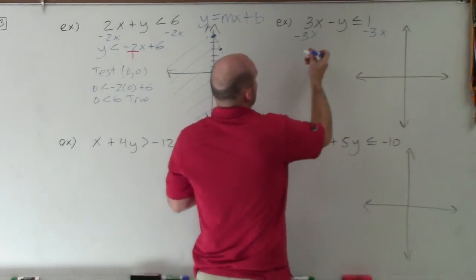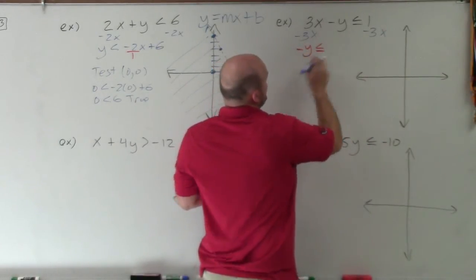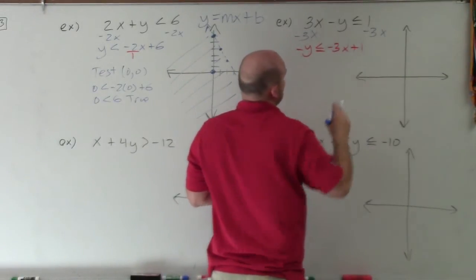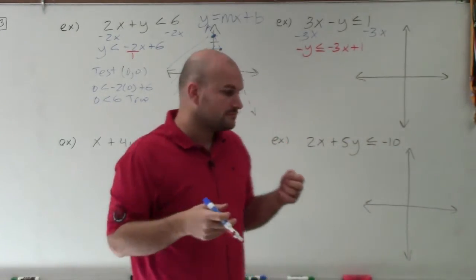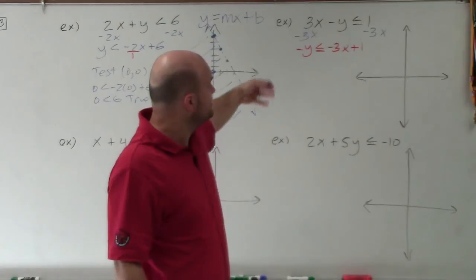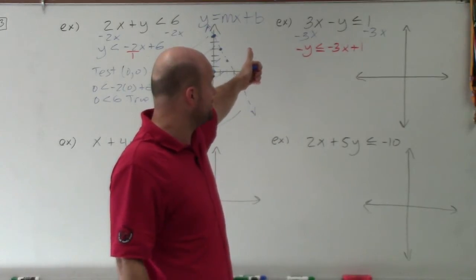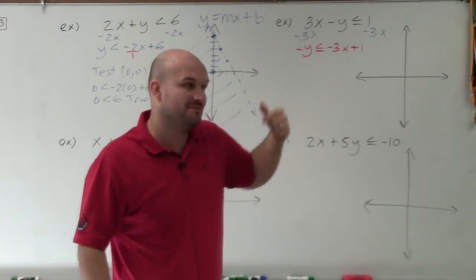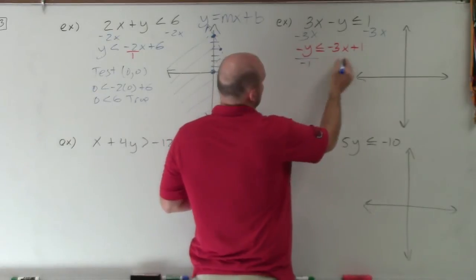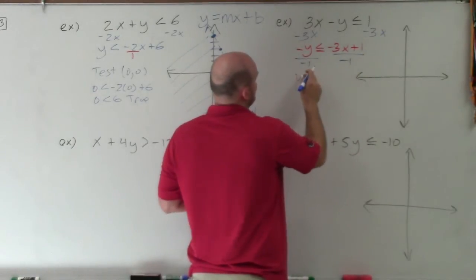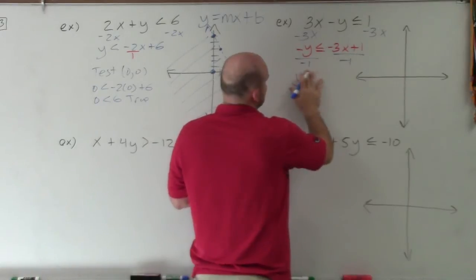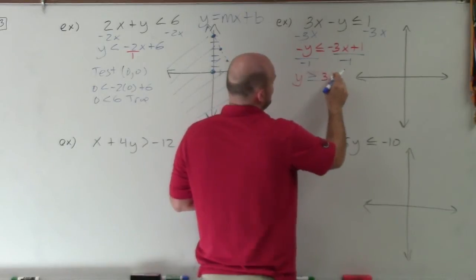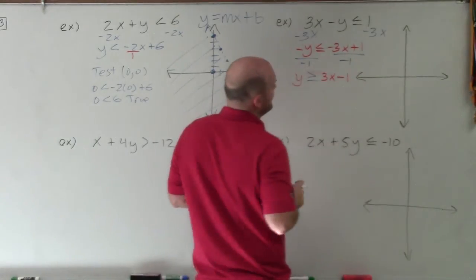Now I have negative y is less than or equal to negative 3x plus 1. To solve for y, the important thing we need to do here is divide by negative 1. But remember, in inequalities, whenever you multiply or divide by a negative, you have to flip the sign. So I'm going to divide by negative 1, and what I obtain is y is now greater than or equal to. Negative 3x divided by negative 1 is a positive 3x, and positive 1 divided by negative 1 is a negative 1.